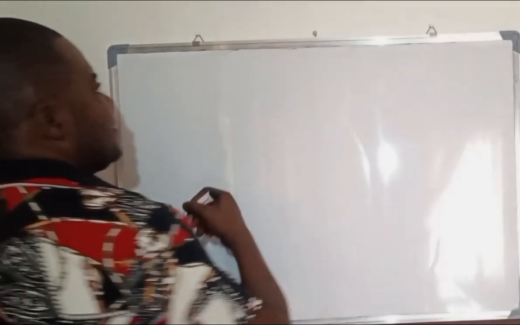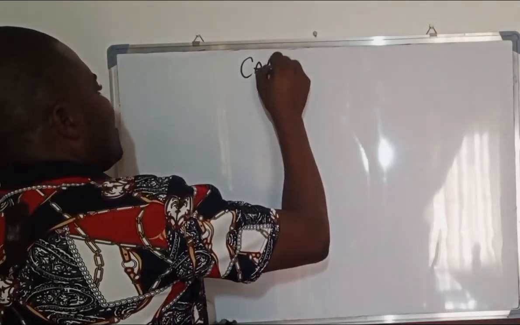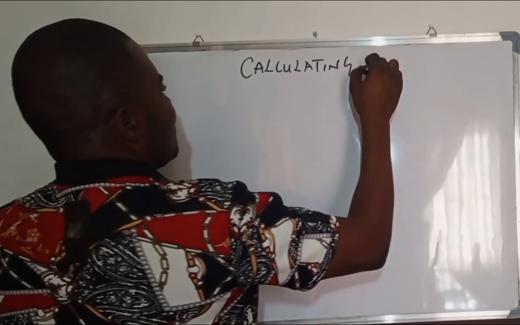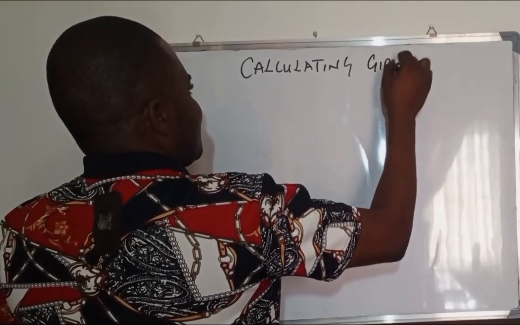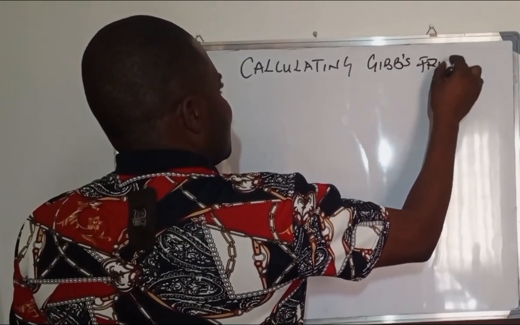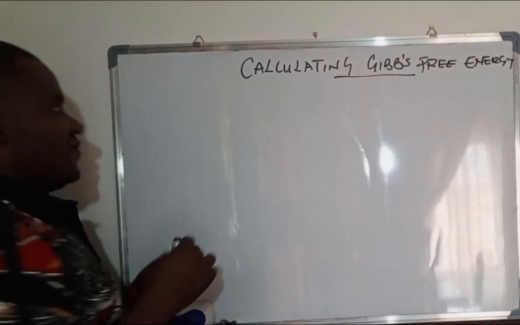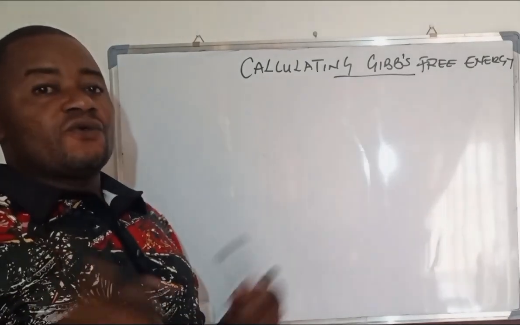Remember that previously we had discussed how we can use the Gibbs free energy as a thermodynamic parameter to explain spontaneity of a reaction. So we're going to take a few examples to see how we can apply that. Today we are going to look at calculating, or determining, the Gibbs free energy. We're going to go straight to the point.